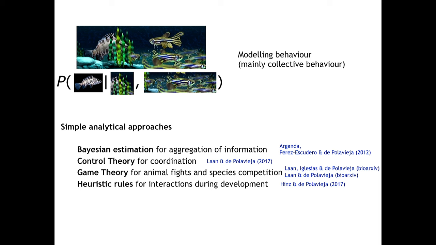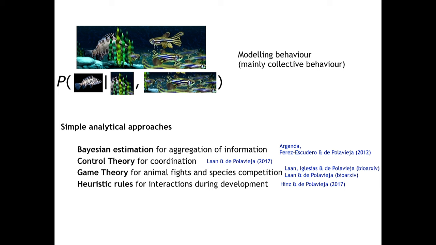That doesn't give you the whole picture. We've been trying to model other parts of collective behavior, one of them how an animal approaches another, using control theory for coordination, basically using the idea of minimal time in a burst and glide fish. For animal fights, we've been using game theory, we've been using heuristic rules, but in other cases, very simple models.